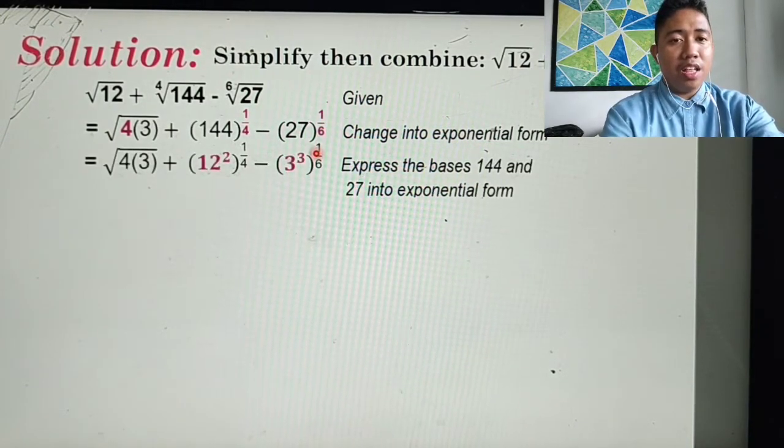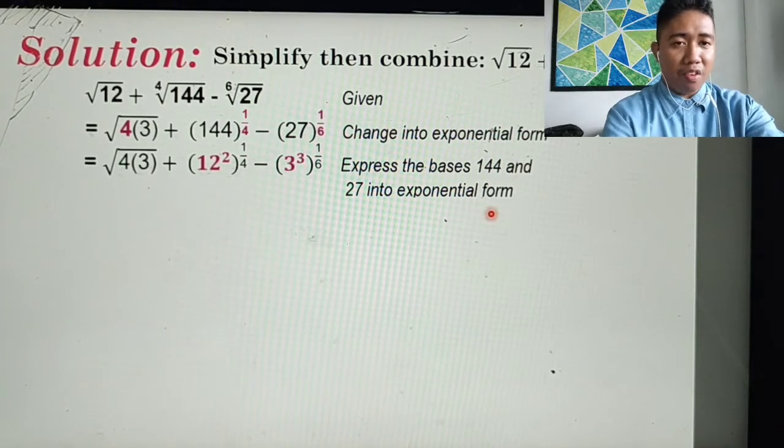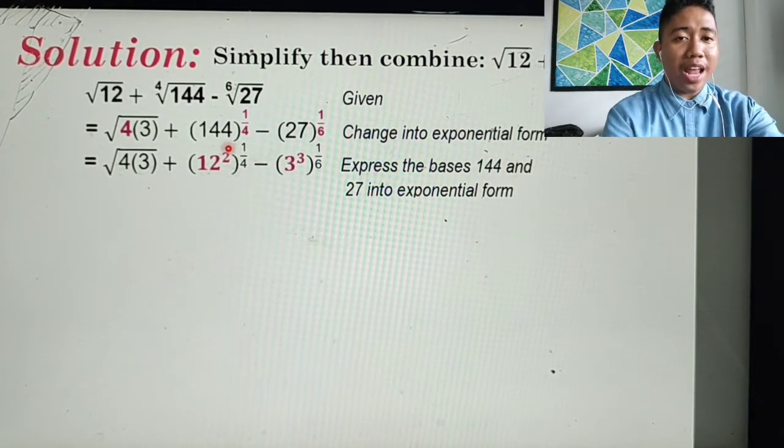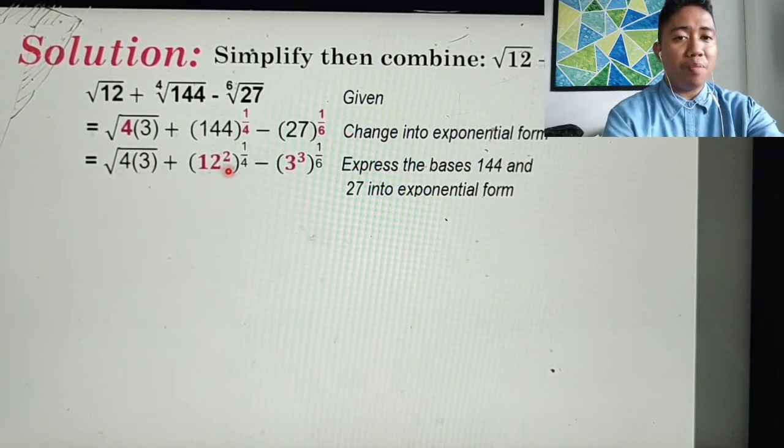Okay, the next step to do is to express the bases 144 and 27 into exponential form. So did you know that 144 is a perfect square? So 144 is expressed in exponential form with base 12. So it becomes 12 raised to the power of 2, and then raised to the power 1/4, minus. We also know 27 is a perfect cube number, so we express it as base 3. So it becomes 3 cubed, and then raised to the power of 1/6.